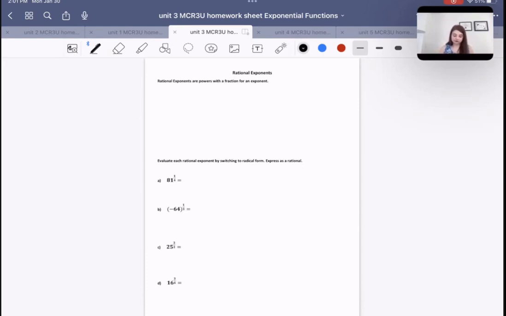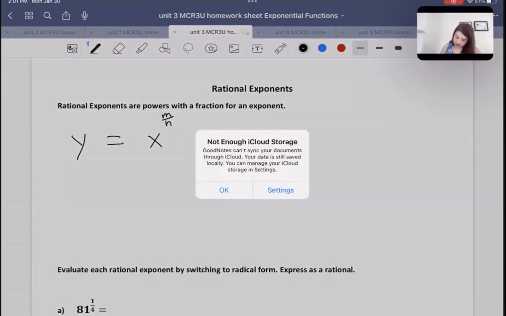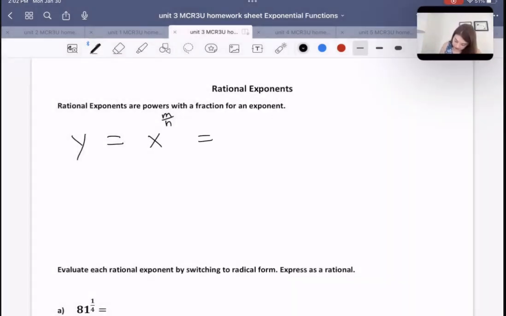Okay, so a fractional exponent would look like this. We have y equals x to the power of m over n, for example. This is the same thing as x to the power of m, to the nth root. So basically, it's like we have m over n, the flower pot, right? This is the metaphor people will use.